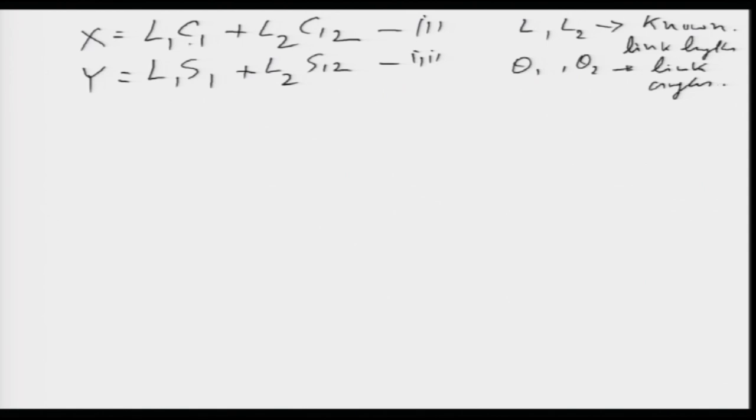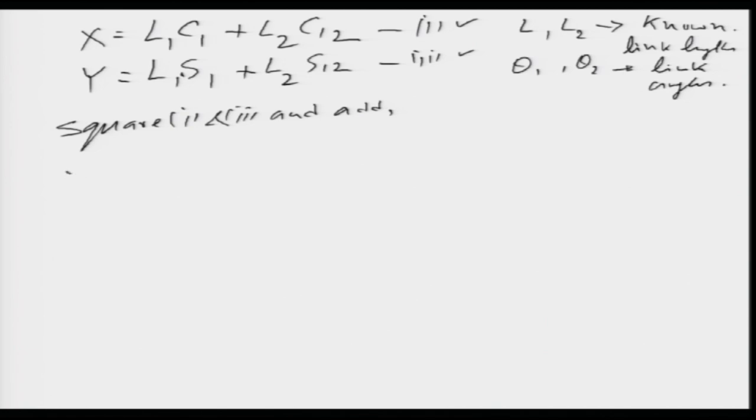We note that there is a cos theta1 here and a sin theta1 here. So if I square and add, there is a chance that cos squared plus sin squared will become equal to 1. So what we do here is we square equations 1 and 2 and add them. So what do we get?